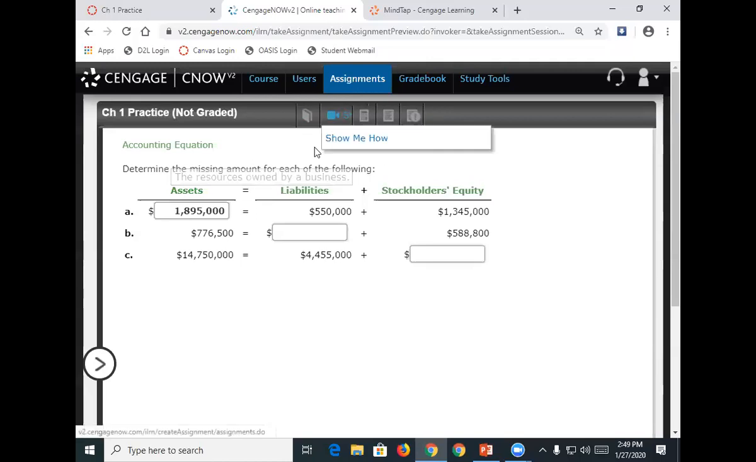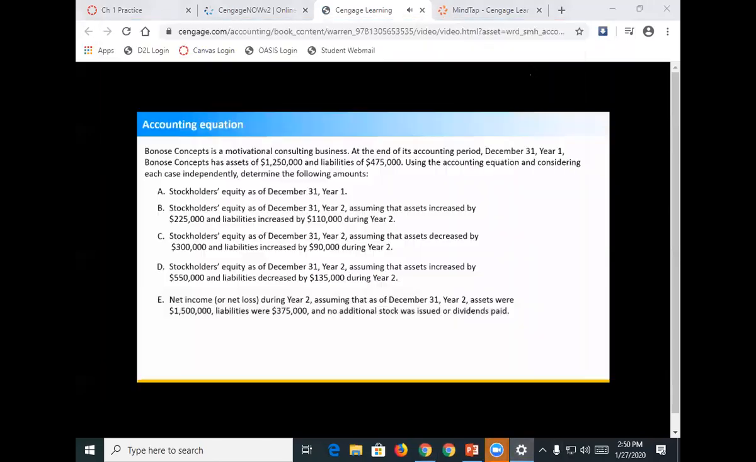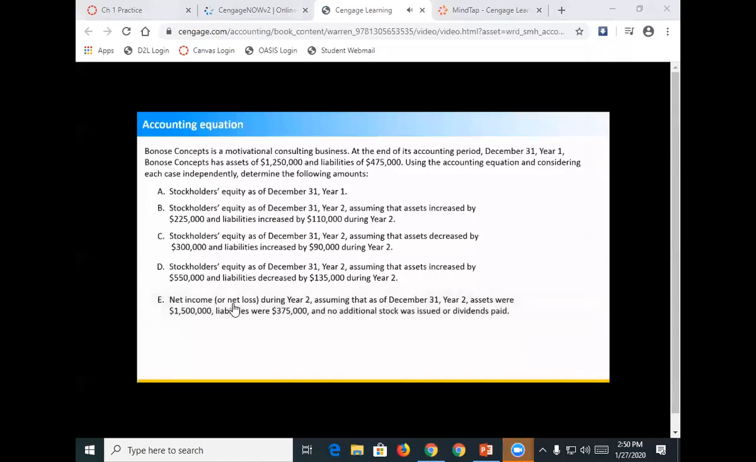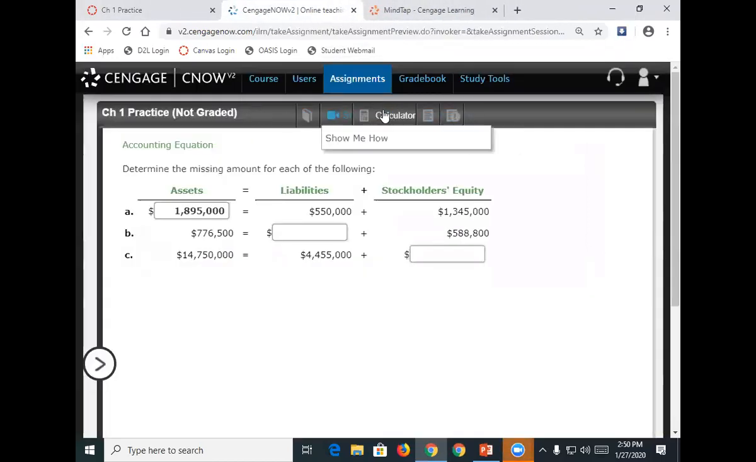There's a show me how for a lot of your exercises. That'll actually open a video. I got my sound turned down. And you can actually watch an example just like the one you're working on. Then you have the calculator. You could print it out if you wanted as well, if it's a long problem.